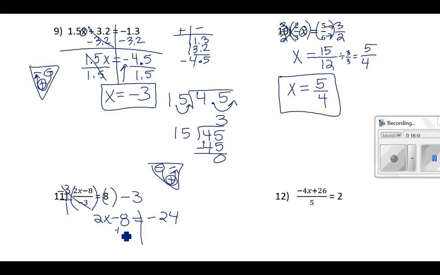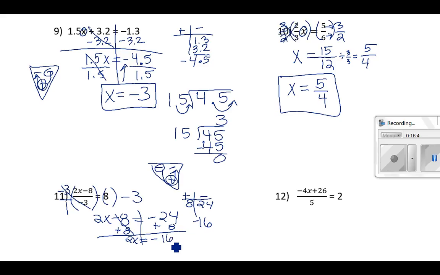Now I have a basic two-step equation. I'm going to add 8 to both sides. 2x equals, I'm going to make a t-chart. 24 is on the negative side. 8 is on the positive side. They're on different sides, so I'm going to find the difference between them, which would be 16, and it's negative because 24 is on the negative side and it is larger. So -16.